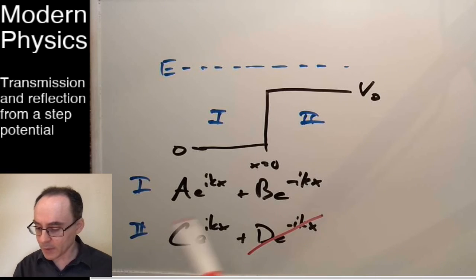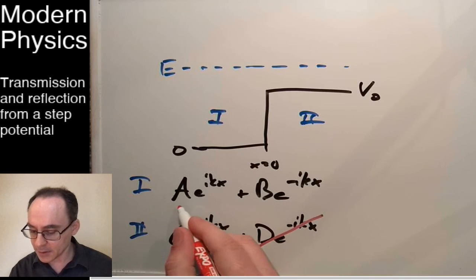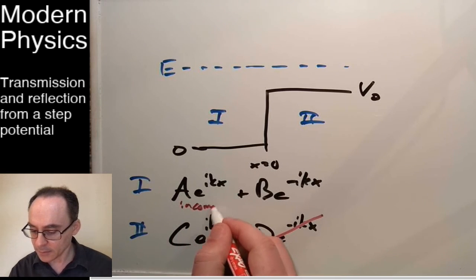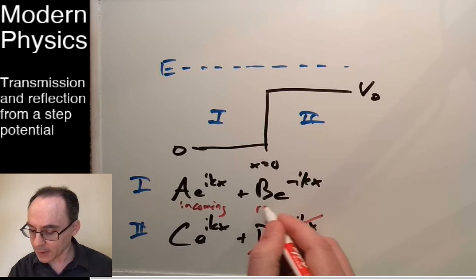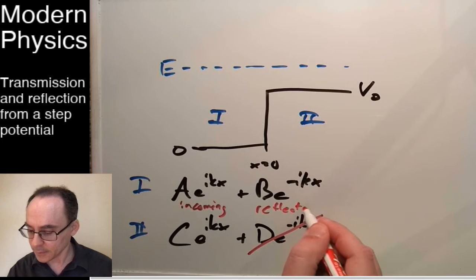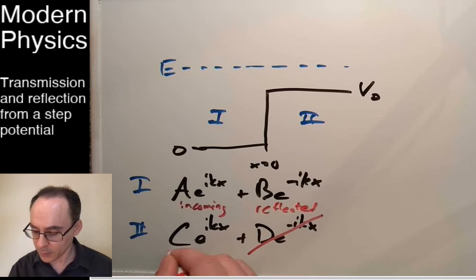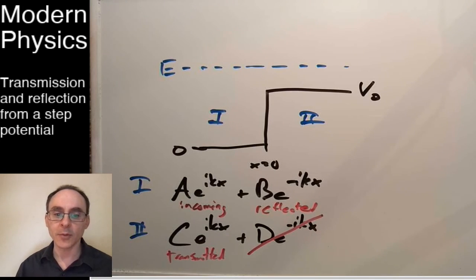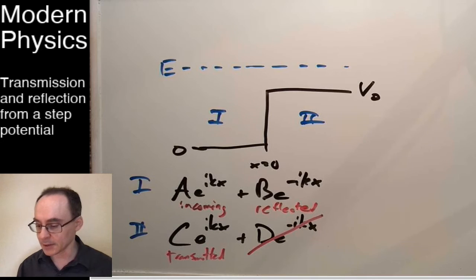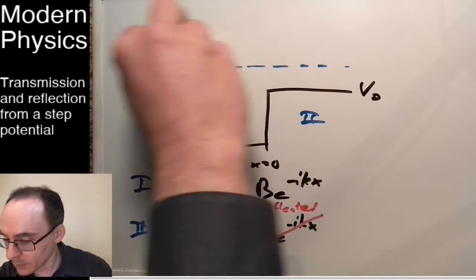And then what we have is this is basically our incoming amplitude. This will be our reflected amplitude. And this will be our transmitted amplitude. And so we're going to do what we have been doing with the wave function. We're going to put these together, match up the solutions at the boundary, and see what we get for the coefficients.